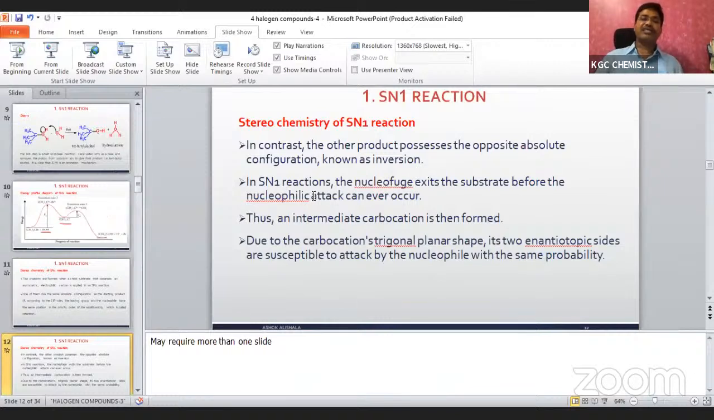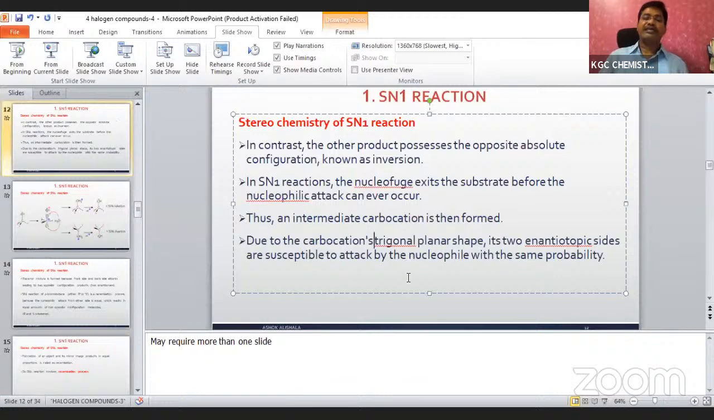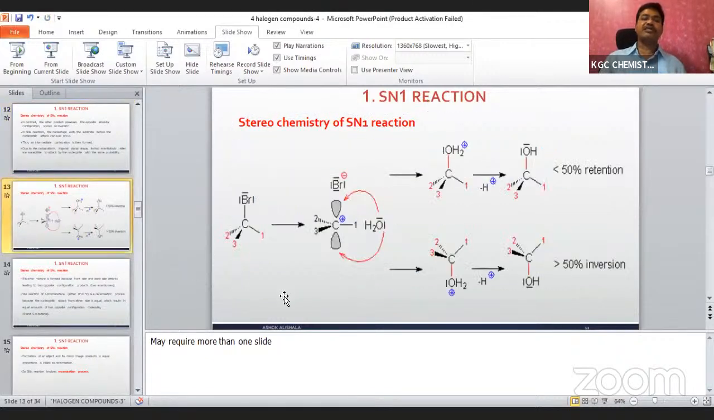In the SN1 reaction, the nucleophile is not present in the substrate before the nucleophilic attack can occur. Thus, an intermediate carbocation is formed. Due to the carbocation being trigonal planar in shape, its two enantiotopic sites are susceptible to attack by the nucleophile with the same probability. See here the diagram.